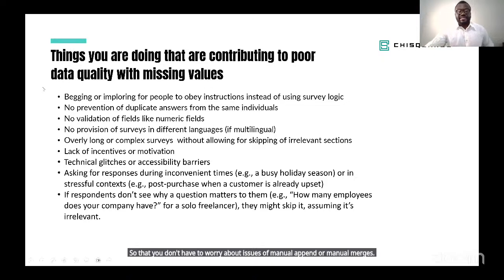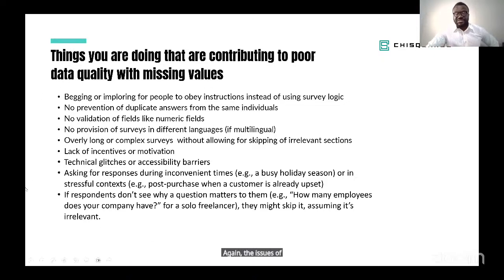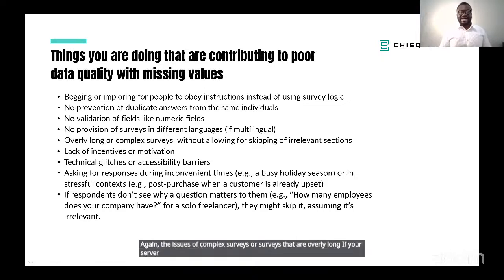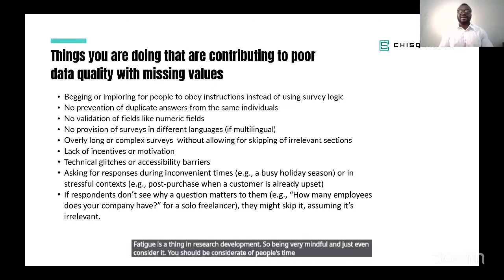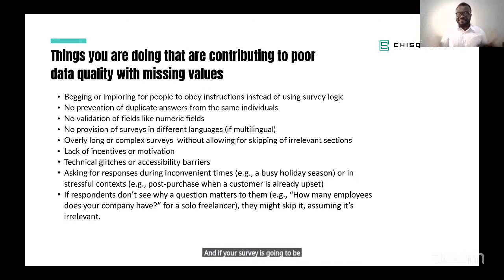Again, the issues of complex surveys or surveys that are overly long. If your survey is very long, you would end up having many questions that people don't answer because they're tired. Fatigue is a thing in research development. So be very mindful and considerate of people's time. Just because you can doesn't mean you should. And if your survey is going to be long, well, compensate them for their time. I mean, time is money.